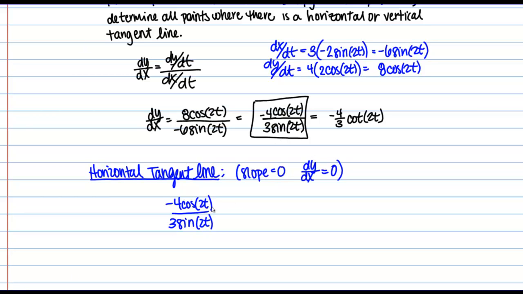So in general, a fraction is going to equal 0 at the places where the numerator equals 0, as long as those places don't also make the denominator 0, right? I don't want to get 0 over 0 here. I just want to get a 0 on the top. So let's think about the places where negative 4 cosine of 2t would equal 0. And remember that specifically I am interested in the interval between 0 and pi.